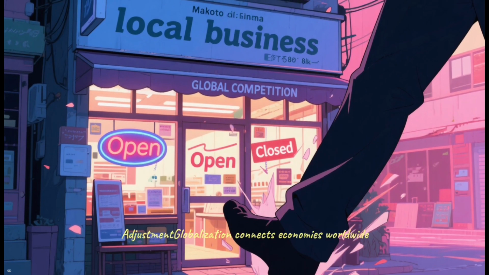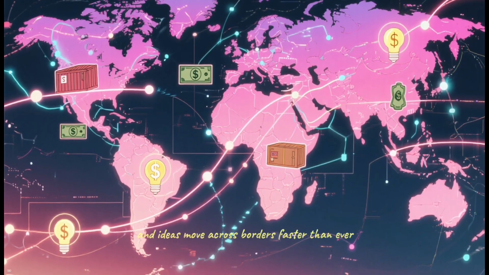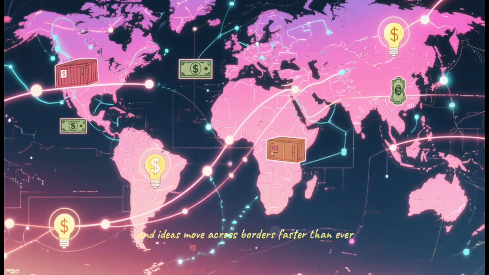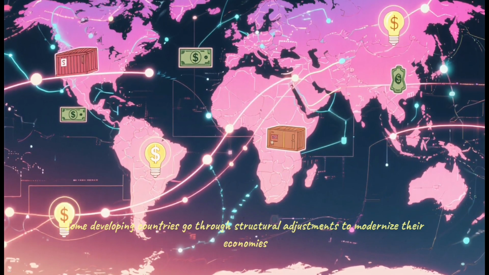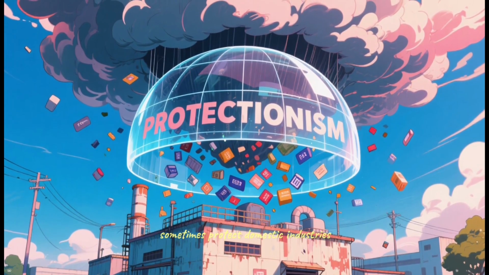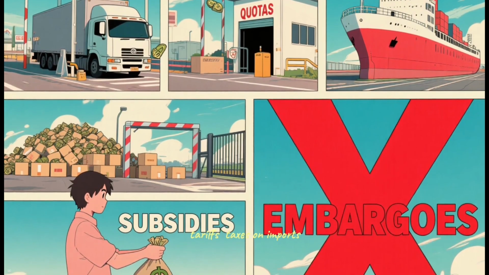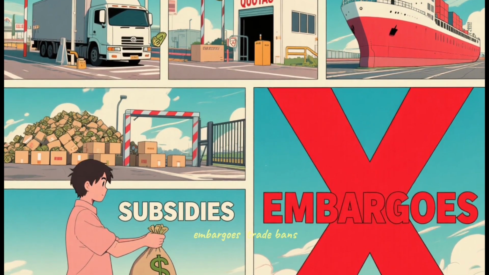Globalization and structural adjustment: globalization connects economies worldwide. Goods, money, and ideas move across borders faster than ever. Some developing countries go through structural adjustments to modernize their economies. Protectionism: sometimes countries protect domestic industries. They use tools like tariffs, taxes on imports; quotas, limits on imports; subsidies, financial support; and embargoes, trade bans.